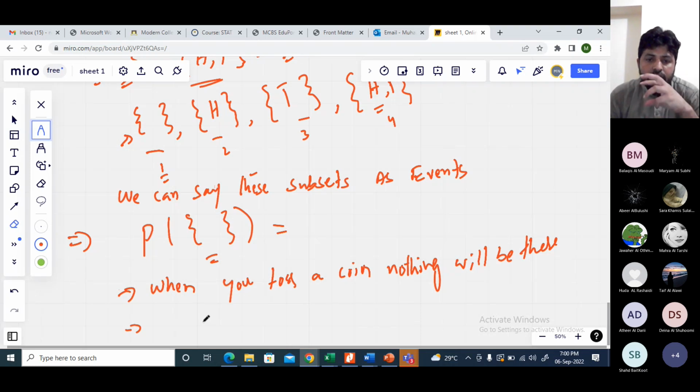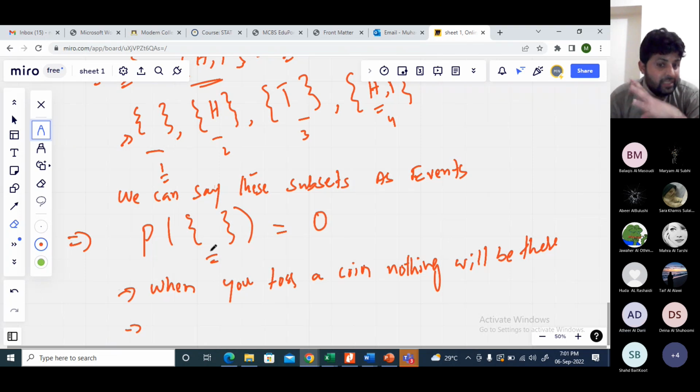I have given you a coin. Is it possible that nothing will be there after tossing? When you are going to toss a coin, it means that something will be there. It could be head, it could be tail. It means that the probability that nothing will be there, the chances are 0. You got my point? 0.